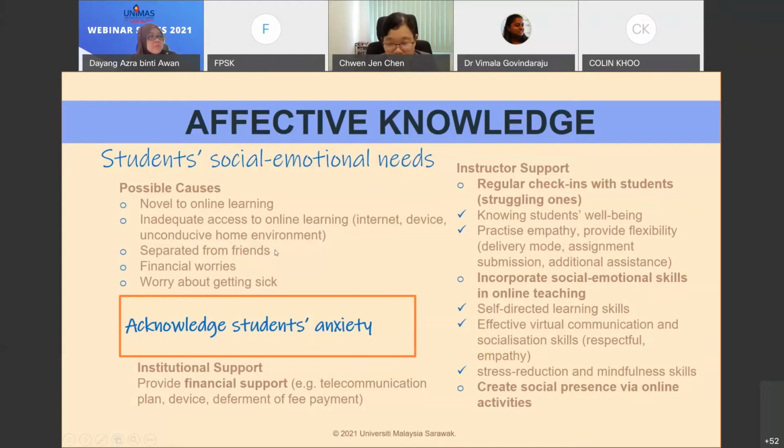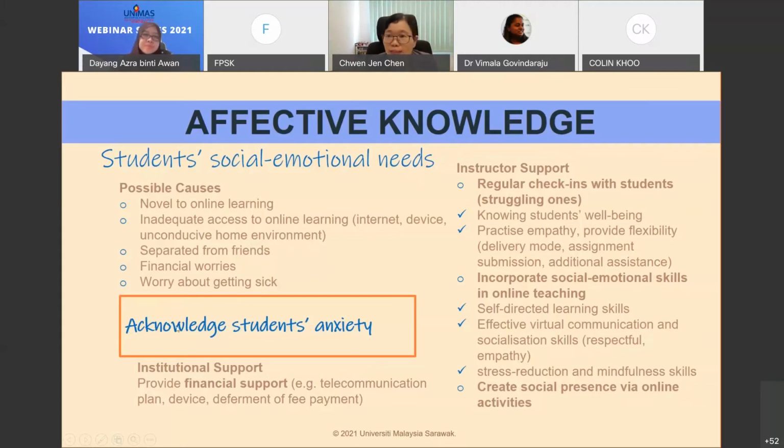We also have to understand they are separated from friends. It's not natural at all to be alone at home studying. And some of them don't even have a conducive home environment for learning. They need to take care of their younger siblings, there is a noisy environment, or the parents ask them to do work and things like that. So these are some of the causes of their emotional problems. Some of them have financial worries, and even worry about getting sick, because we're talking about COVID now.